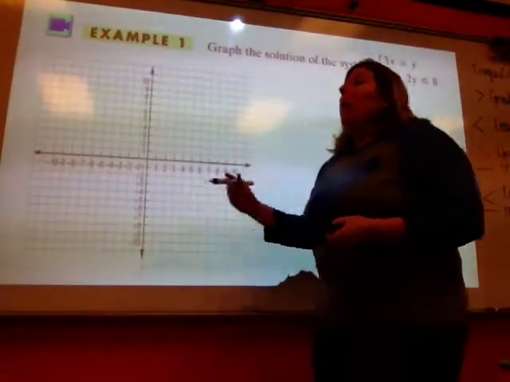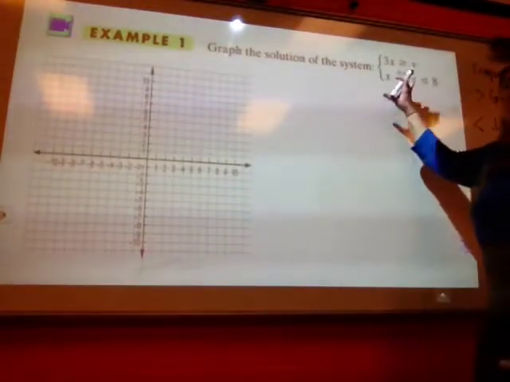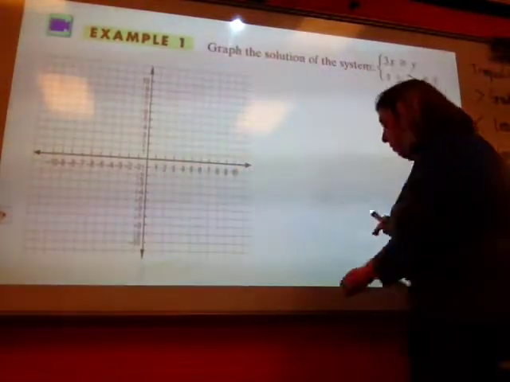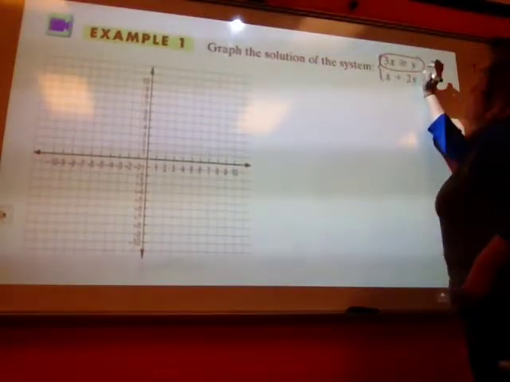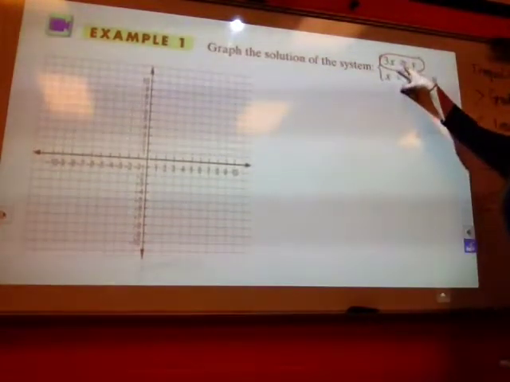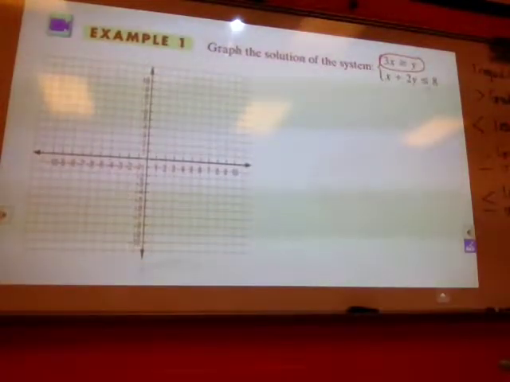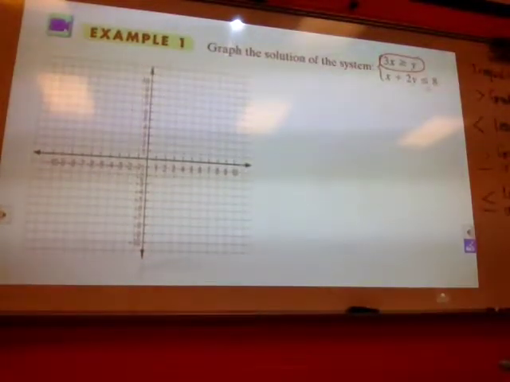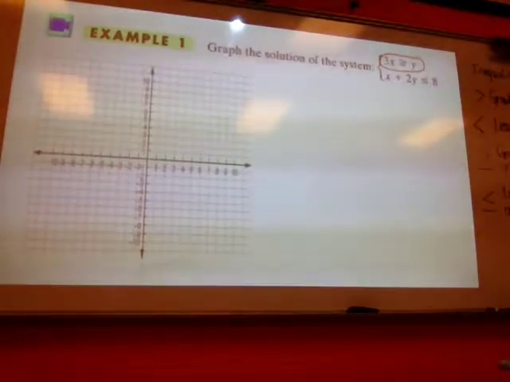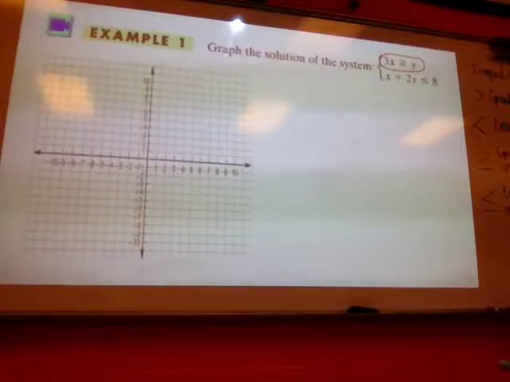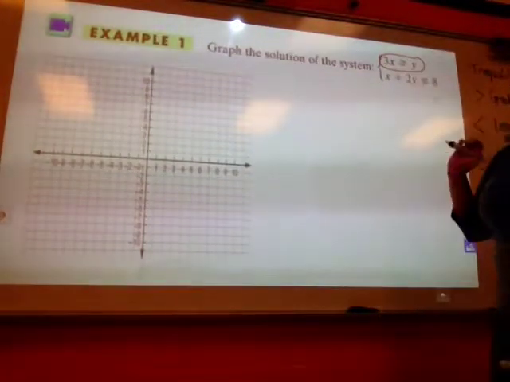Okay, so I've got two inequalities, and I'm wanting to graph them on the same graph. So let's look at the first inequality: 3x is greater than or equal to y. So that means we've got to be able to graph that. So 3x is going to be greater than or equal to y. Now, is that set in a way that I can graph that?